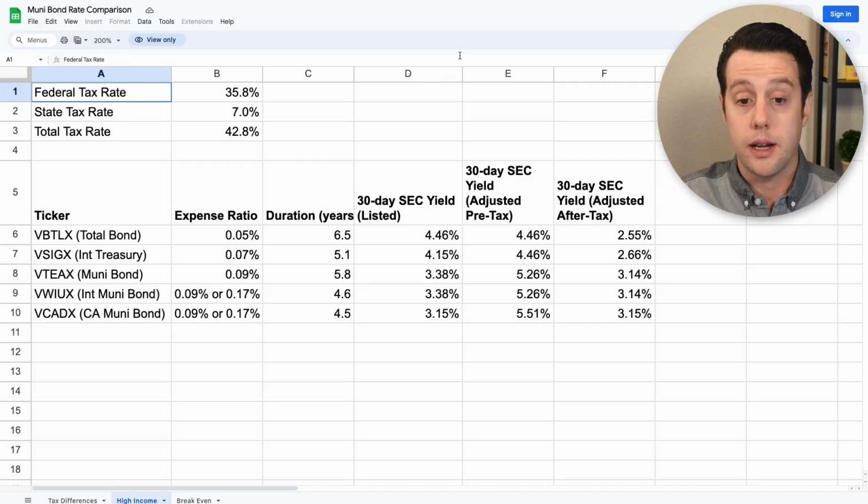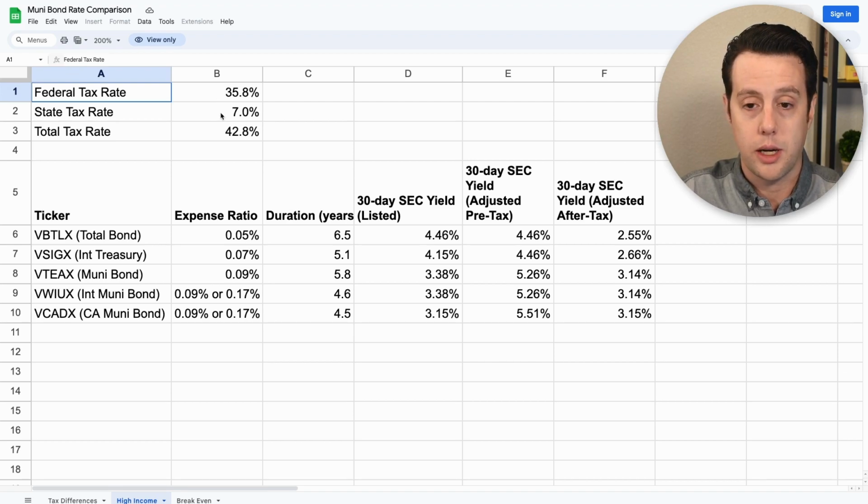So in order to do that, I've put together this spreadsheet. And I'll put a link to this in the comments below, and you can modify these tax rates for your situation, and this might help you estimate.